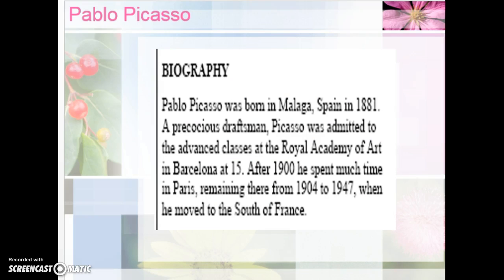Pablo Picasso was born in Malaga, Spain in 1881. A precocious draftsman, Picasso was admitted to the advanced classes at the Royal Academy of Art in Barcelona at the age of 15, very young. After 1900, he spent much time in Paris, remaining there from 1904 to 1947 when he moved to the south of France.